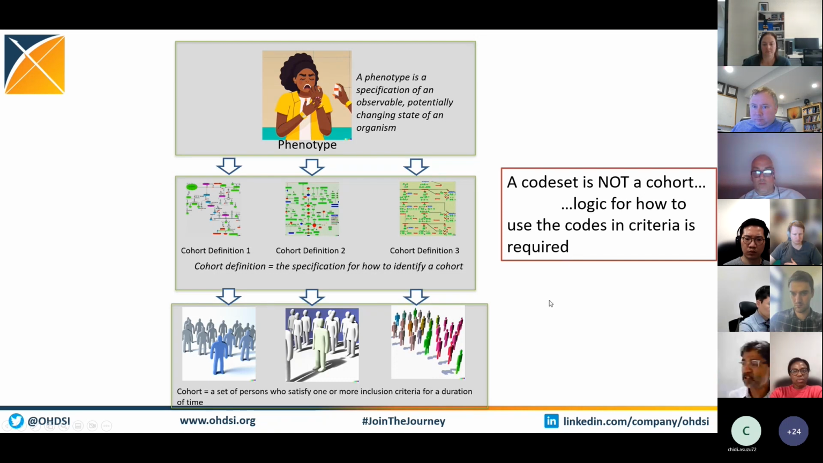Now, an important thing to remember is in Odyssey, a code set is not a cohort. What we are really looking for is a logic of how these codes are related to each other in temporal sequences. And that's what is manifested in the cohort definition logic.